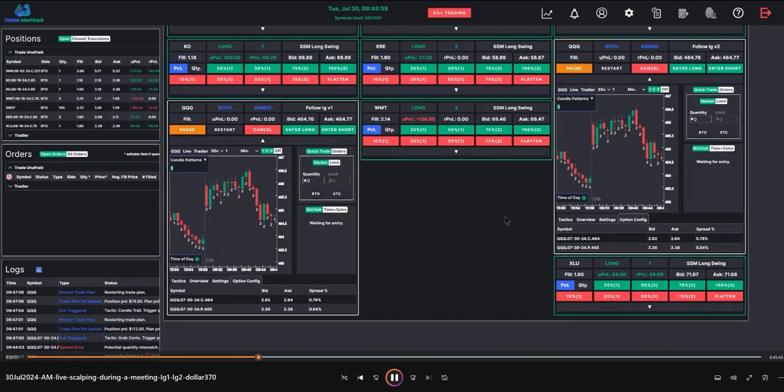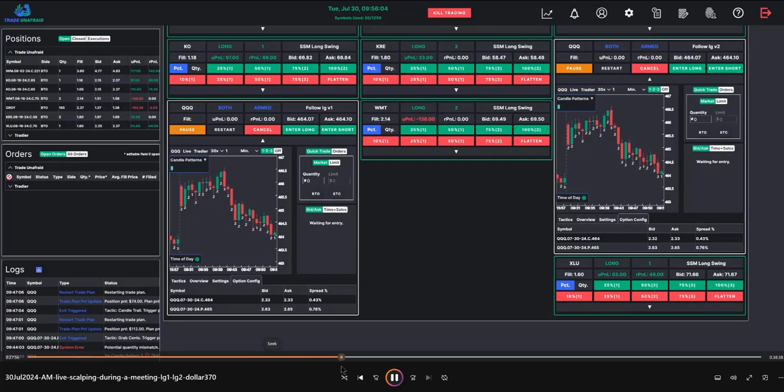And let's see. Oh, the next entry is not until 9:58. Okay, so we're going to zip ahead. All right, so we're looking for an outside candle, and this is about to happen.